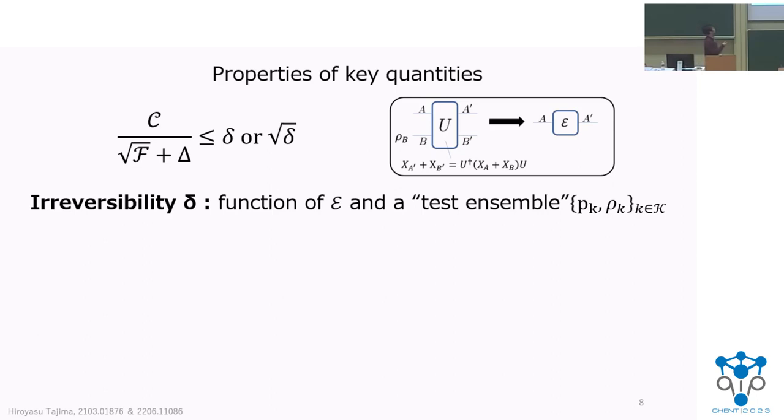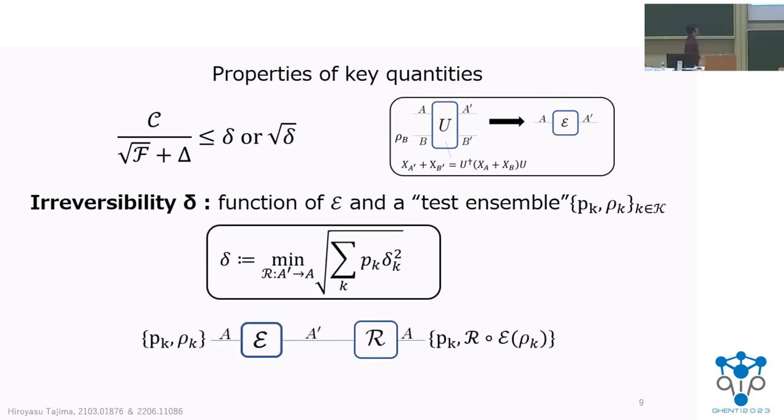The first quantity is irreversibility. This is a function of the local dynamics E and a test ensemble, p_k, rho_k. We can choose this test ensemble freely, so we can take arbitrary sets. And the formal definition of the irreversibility is this.